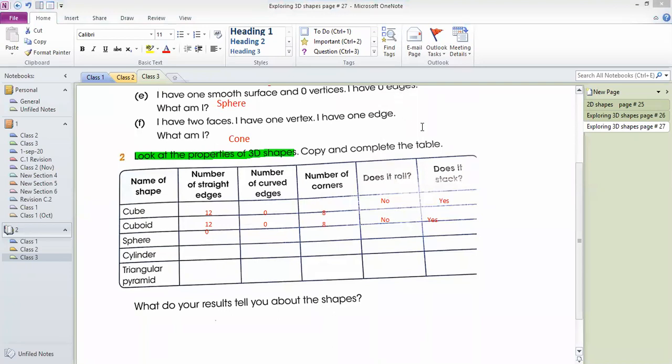Guys, a sphere does not have any edge. If you check the property of a sphere, you will get to know that there are no edges in a sphere, whether you talk about straight or curved. Okay. There are no edges in a sphere. Is that clear, guys? Yes, sir.